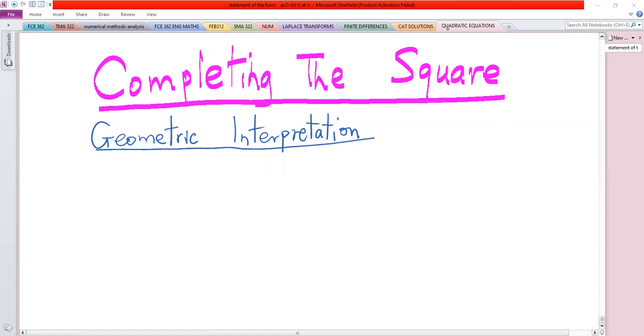So welcome to this session. In this session, we introduce the concept of completing the square. Before we apply completing the square to quadratic equations or expressions, let's first give the geometric interpretation of what we mean by completing the square. So consider this diagram.